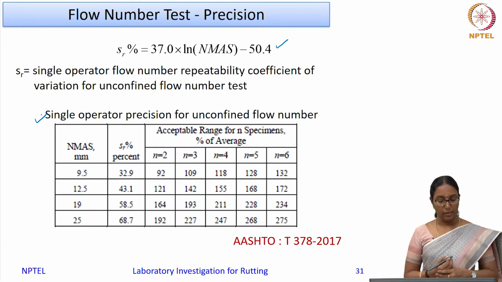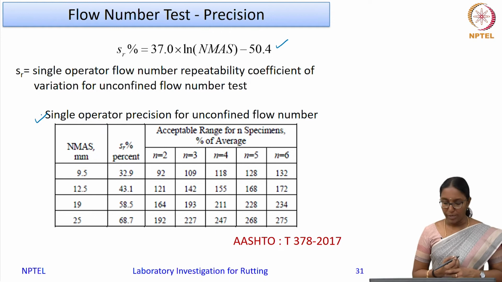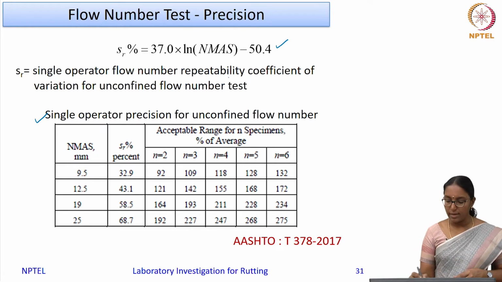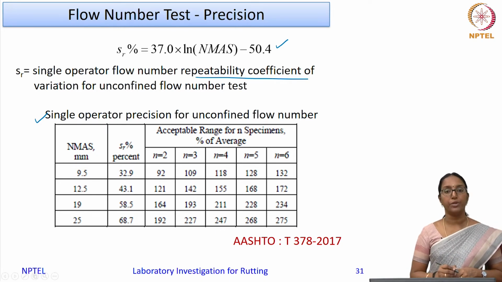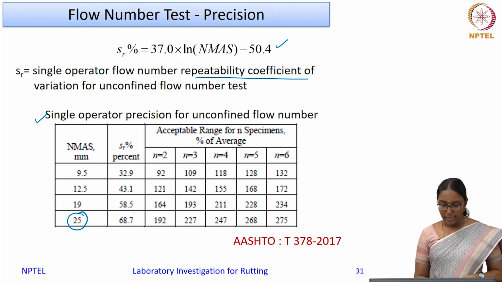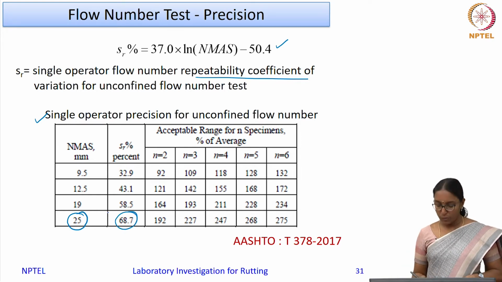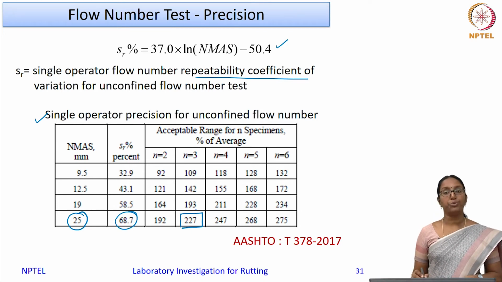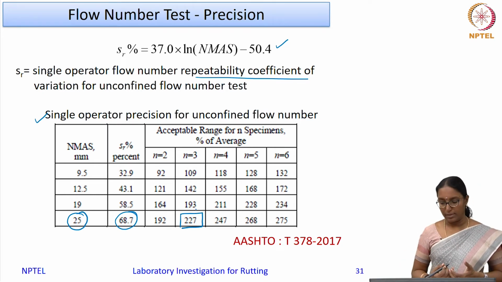I have just taken the single operator precision from the code, which says that this is the repeatability coefficient, which can be computed using this expression. If your material has a nominal maximum aggregate size of 25, then the repeatability coefficient should be 68.7, and if you have say 3 specimens being tested, then your acceptable range is 227%. The variability should not be more than 227%.